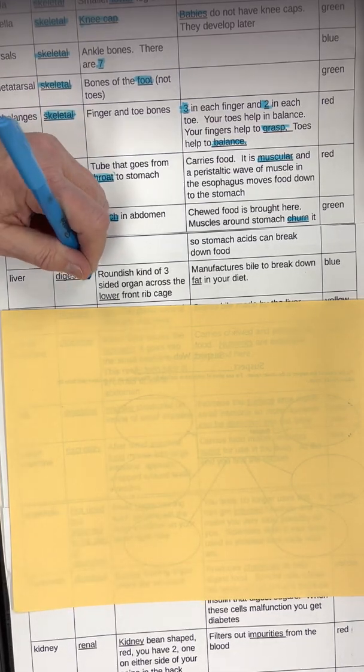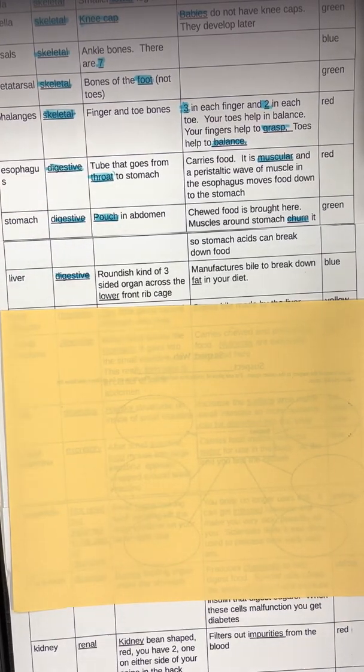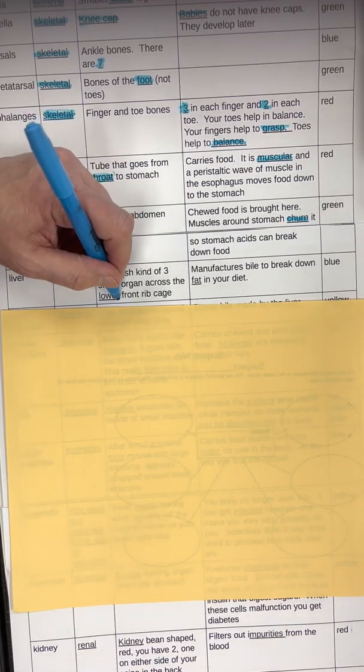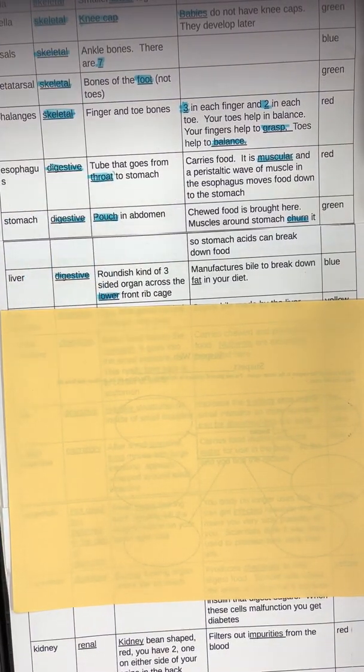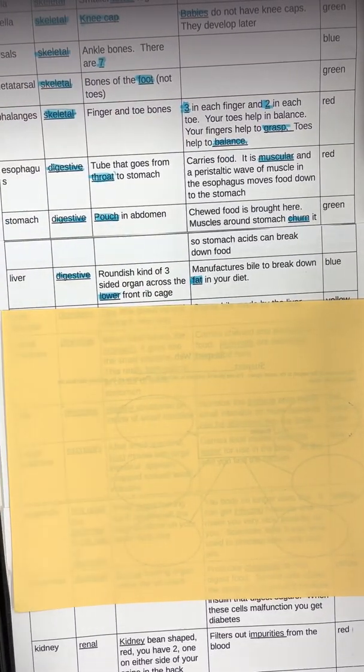The next one is the liver. It's digestive, in the digestive system. Roundish kind of three-sided organ across the lower front of your rib cage. Manufactures bile to break down fat in your diet. So the liver breaks down fat.